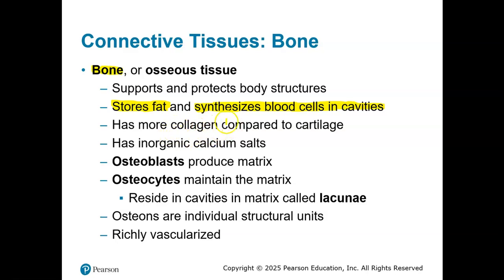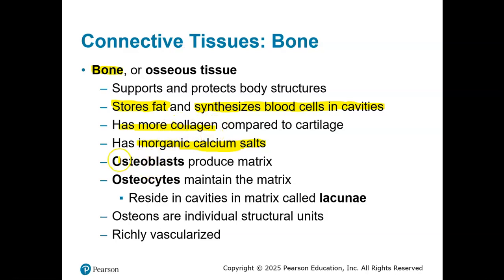Collagen is for strength, and bone is definitely harder and stronger than cartilage. So it's got more collagen, and it has inorganic calcium salts. So the matrix of bone is composed of collagen, and the ground substance is formed from inorganic calcium salts. That ground substance is called hydroxyapatite. So it's like a cement-like, concrete-like substance, and within that cement-like ground substance are the collagen fibers.